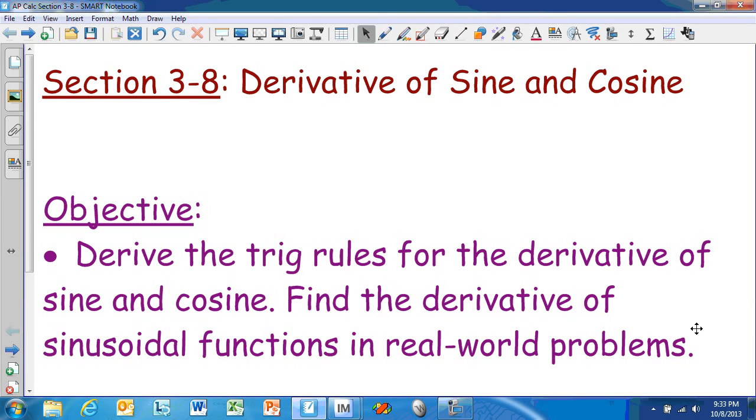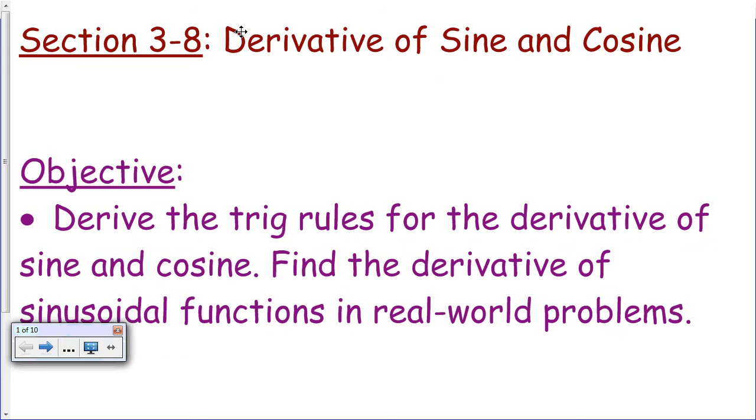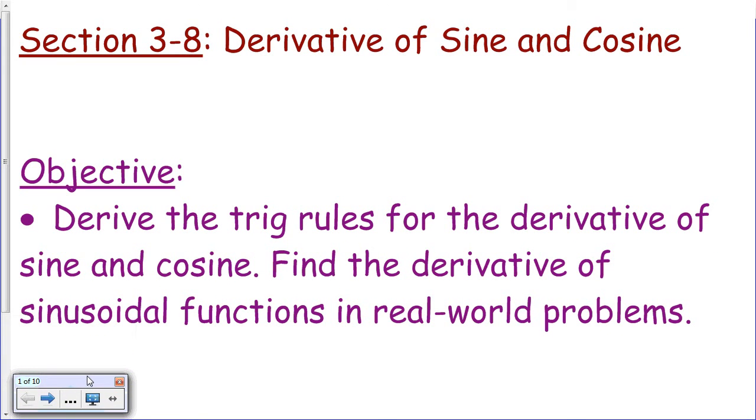Section 3-8 is on the derivative of sine and cosine. The objective of this section is to derive the trig rules for the derivative of sine and cosine. If you recall in section 3.7, we talked about those. It actually was introduced in 3.6, but we proved, I guess, graphically what the derivatives of sine and cosine are, and we're going to take an algebraic approach now to prove those.